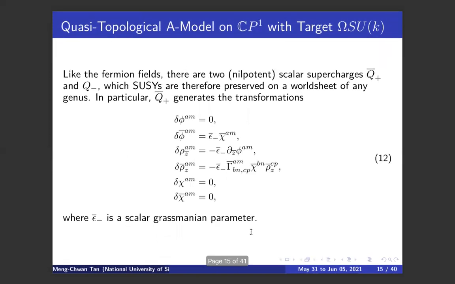Now let's study the properties of this guy. Like the fermion fields, there are 2 nilpotent scalar supercharges when you twist it in the A twist, a Q plus bar and a Q minus, and the supersymmetry transformations are preserved on a worldsheet of any genus because they are scalars. In particular, if you look at the Q plus bar supersymmetry transformations, they take this form, where this is a scalar plus 1 parameter.